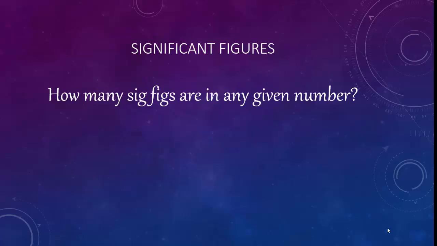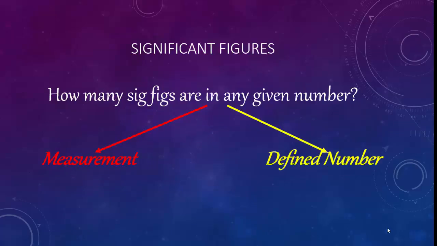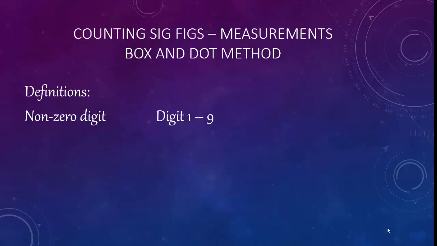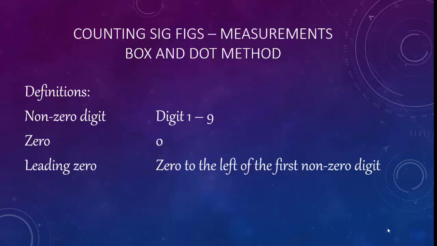So how many sig figs are in any given number? Well, it depends upon whether you have a measurement or a defined number. We'll tackle the measurement first, and for a measurement, you have to calculate the number of significant figures. It's going to vary. The method we're going to use is called the box and dot method, and this is a typical stepwise chemical process. So we have to start with some definitions. A non-zero digit is a digit from 1 to 9. 0 is 0. A leading 0 is a 0 to the left of the first non-zero digit.